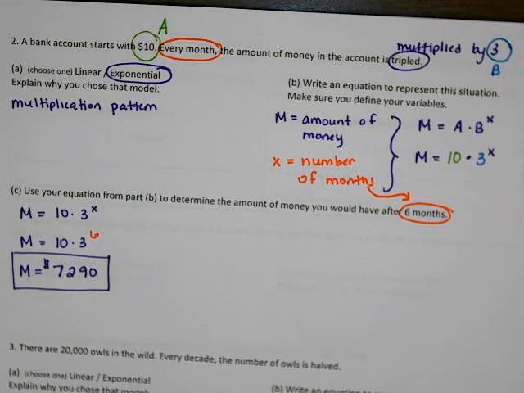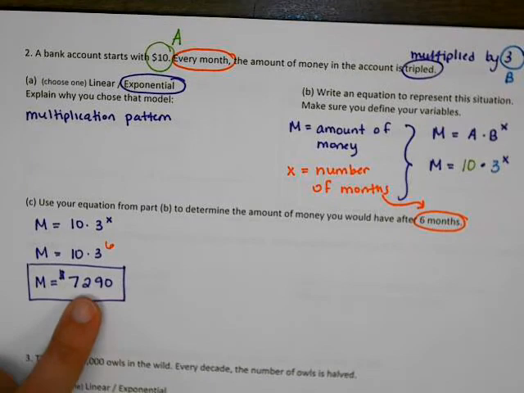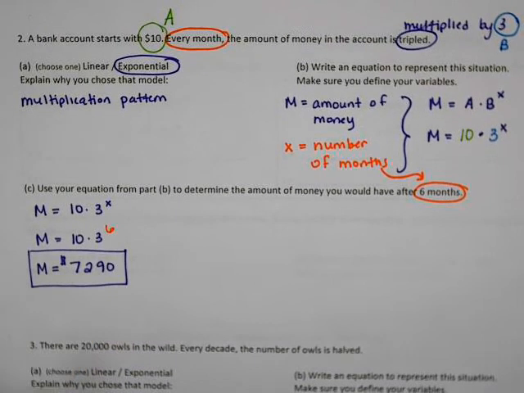Now, you'll notice in the last two problems, I gave a label, books and dollars, to my final answer. So it's going to be really important that you put labels on your answers in these problems.